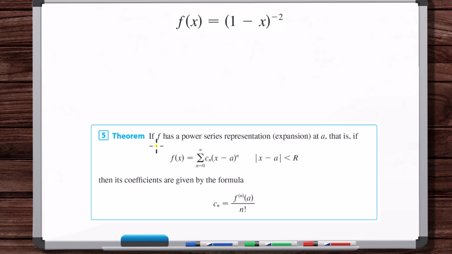If a function has a power series representation at A, then the function is equal to the standard form of a power series, but with the C sub n defined as shown here. If you have a power series centered at A, and each coefficient is this, then that's the power series representation for that function. But again, we're not going to be proving that they're equal. We're just going to be doing this step and then finding the radius of convergence.